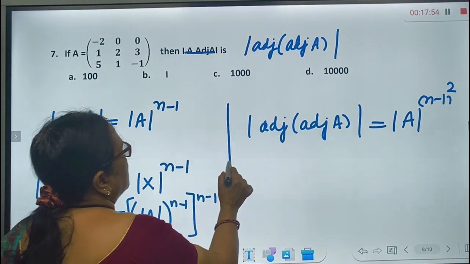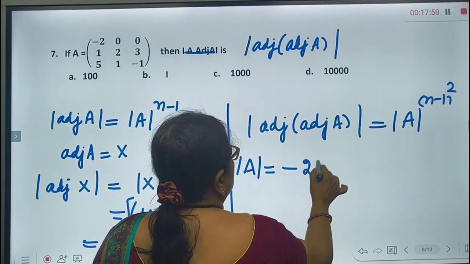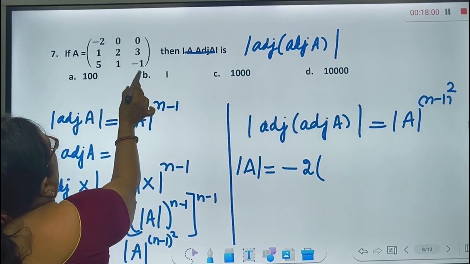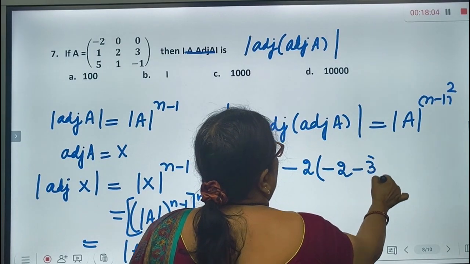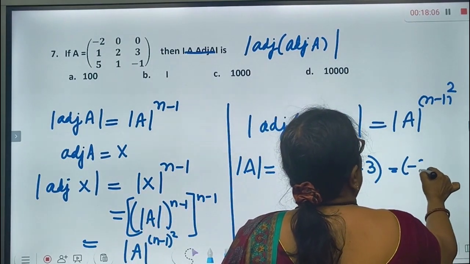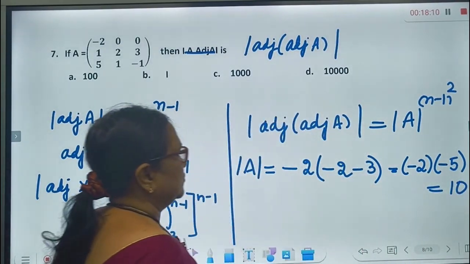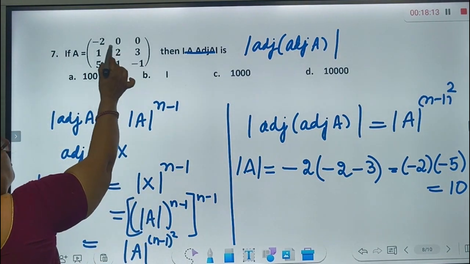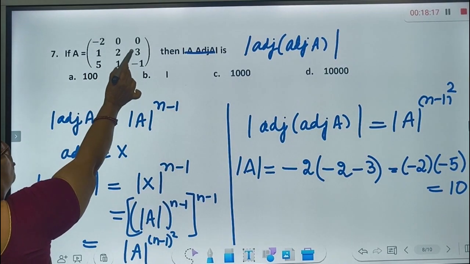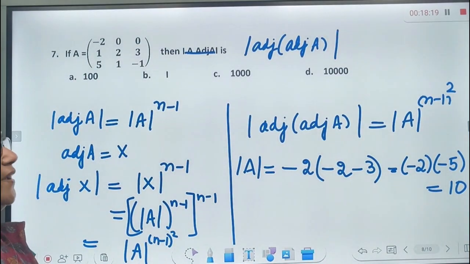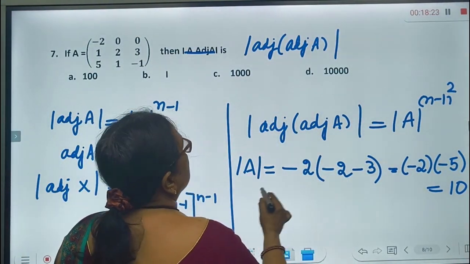Now what is determinant of A? Determinant of A will be minus 2 into minus 2 minus 3. So this is minus 2 into minus 5, which is 10. These two elements are 0. I am opening using the first row. Minus 2 into minus 2 minus 3, which is minus 2 into minus 5, which is 10. So determinant of A is 10.